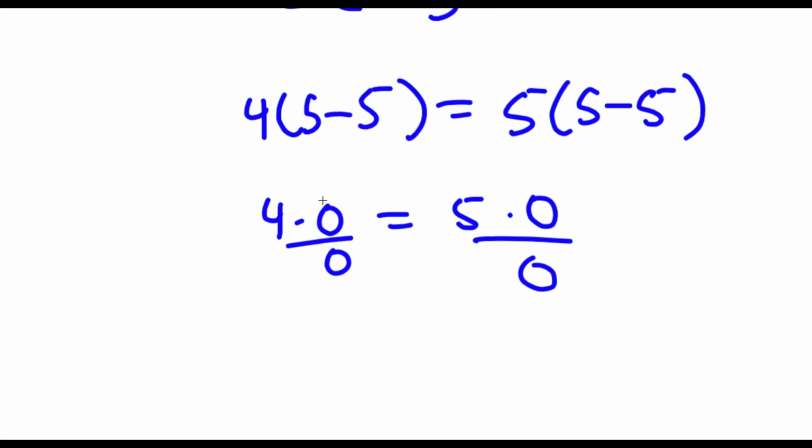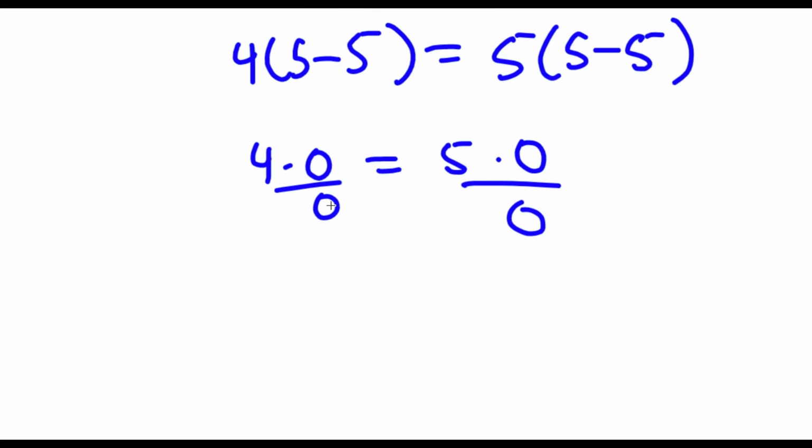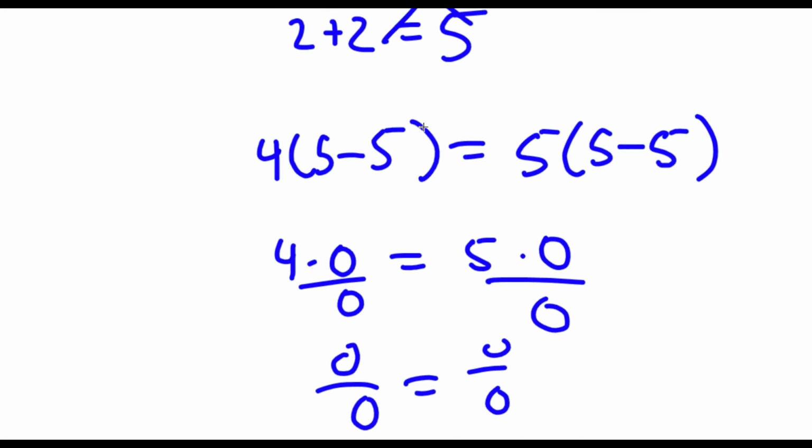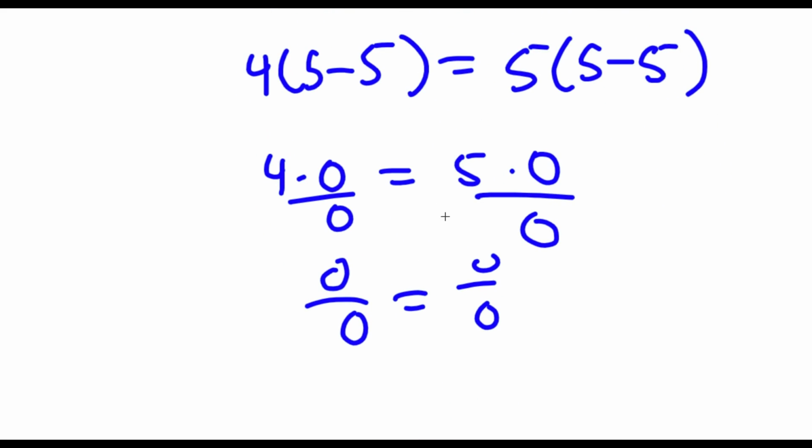And now 4 times 0. So now if we do this, 4 times 0 divided by 0, this is 0 over 0 is equal to 0 over 0, and 0 divided by 0 is undefined. So you can't do this. So why dividing by 0 can lead to weird results.